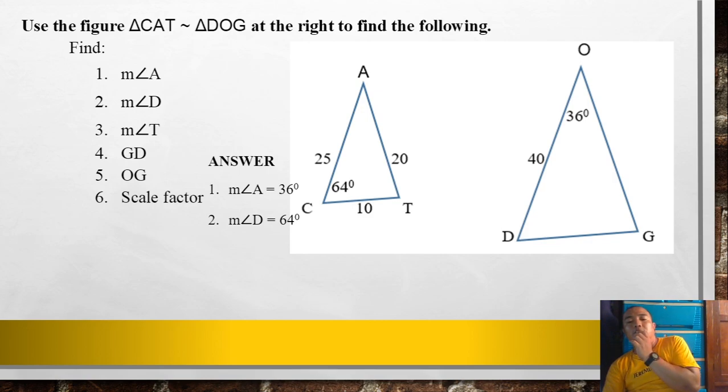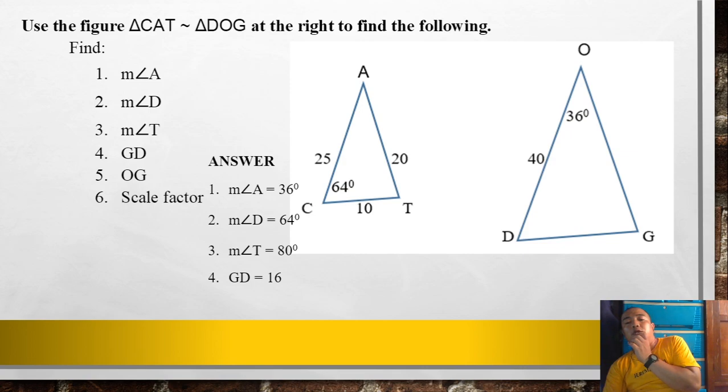But what is angle G? 64 plus 36, 100. So 80 for T. Therefore, angle G, angle T is also 80 degrees. And the length of GD. Okay, 25 over 40 is equal to 10 over GD. What's the answer? 16.